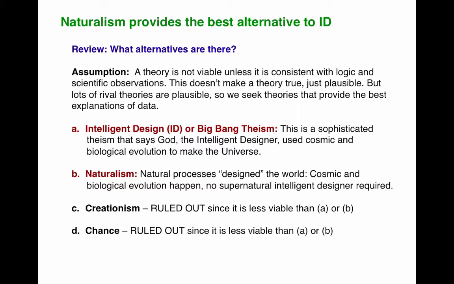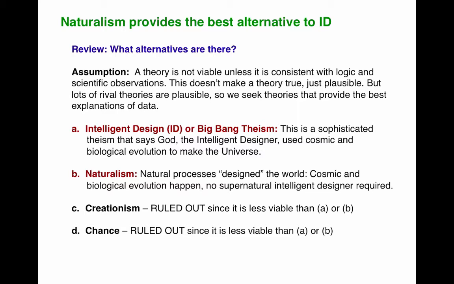And then there's naturalism. Natural processes design the world. Cosmic and biological evolution happen. No supernatural intelligent designer required. There are other intelligent design theories, for instance that of biblical literalists who believe that God made the world exactly as described in Genesis. Now this view I'm ruling out here because it's less viable than either Big Bang theism, intelligent design theism, or naturalism, since those views are compatible with total science.